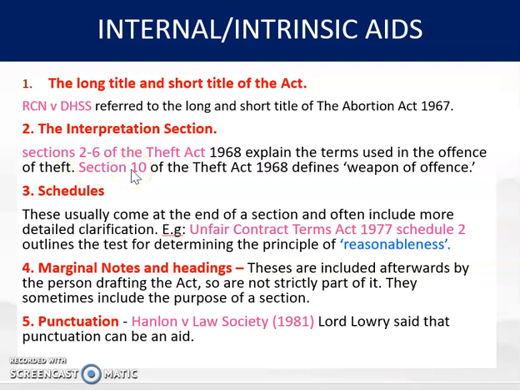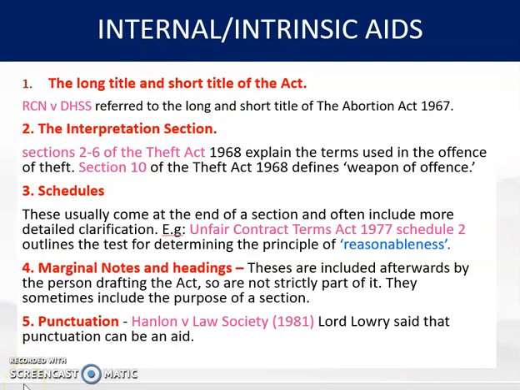Section 10 of the Theft Act, for instance, gives a definition of the term weapon of offence as being any article that's been adapted to cause harm, basically. So the Act itself may have little definition sections that assist the judge also. And again, because they're within the Act, they are an internal or an intrinsic aid.